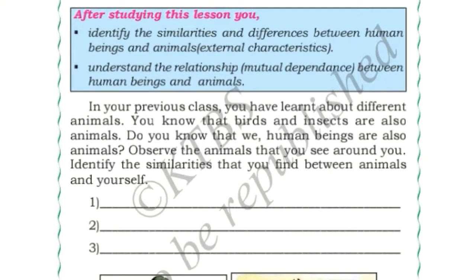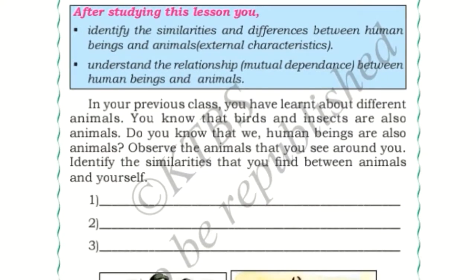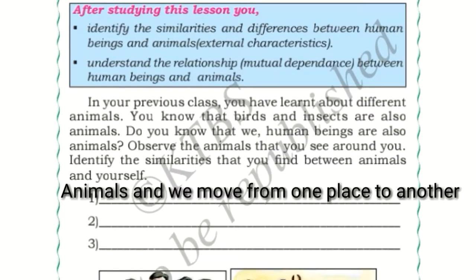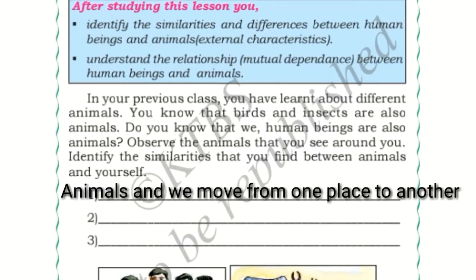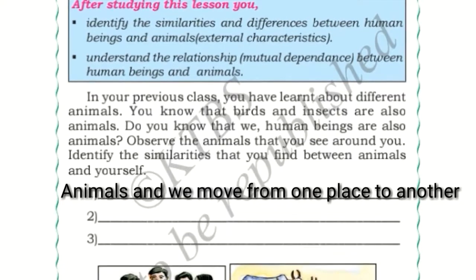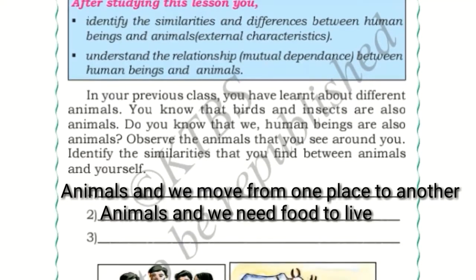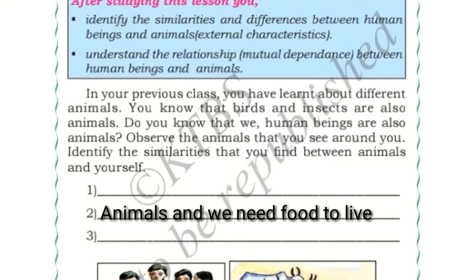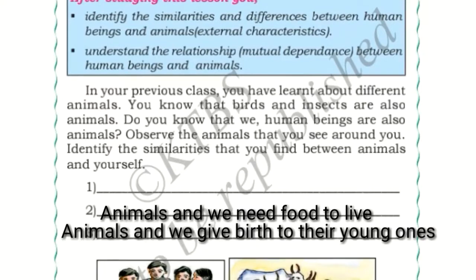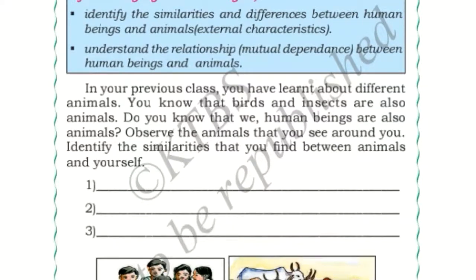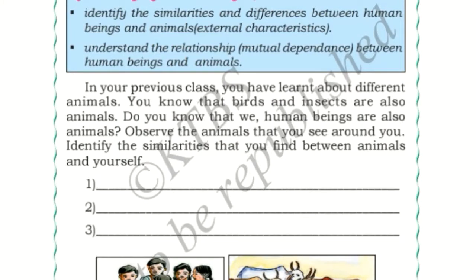We should write here. Shall we write animals and we move from one place to another place, right? Next, animals and we need food to live, right? Yes, animals and we give birth to the young ones, correct? So like this, some of the similarities are there between animals and ourselves.